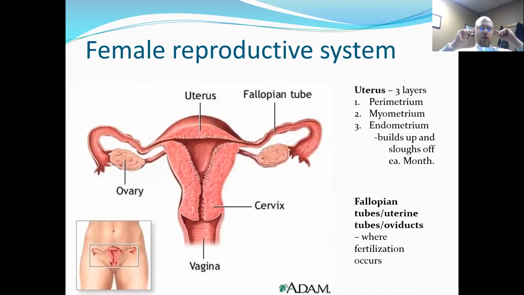Okay, we're going to shift gears and talk about the female reproductive system. Obviously this consists of the uterus, the fallopian tubes, ovaries, cervix, and the vaginal opening.